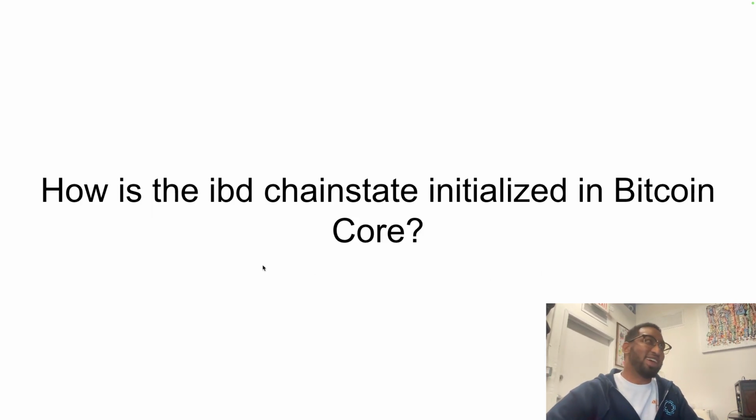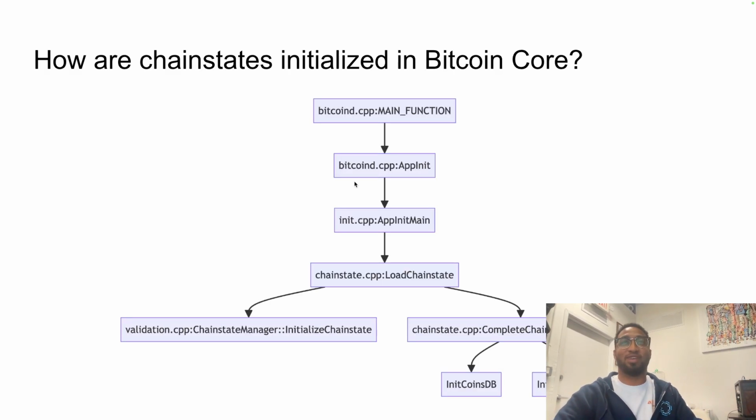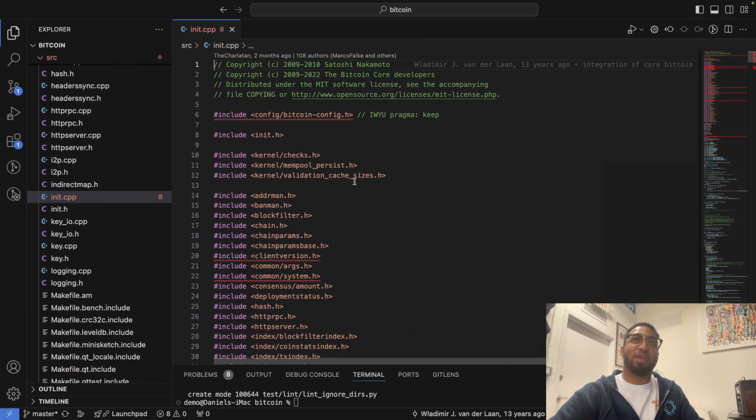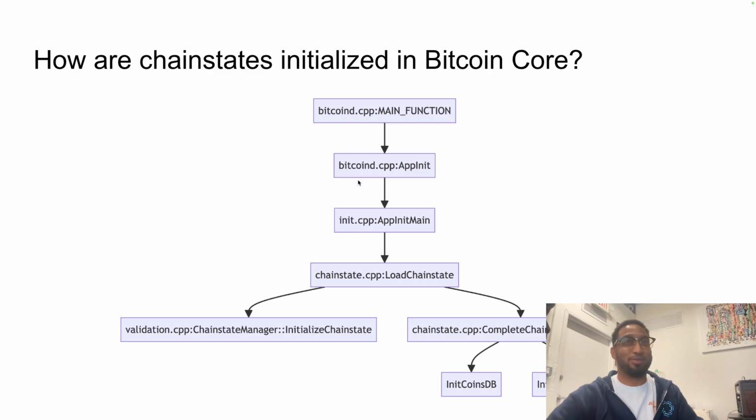It's coming. So how's the IBD chain state initialized in Bitcoin Core? I have a flow chart, and I made this flow chart because I didn't want you to get too lost. I show some screenshots of the code, and I have the code here just in case any of you wanted to scroll through it with me or had questions about a specific part. But Bitcoin Core actually starts from a main function, which is what I was referring to before. All C++ programs start from a main function.